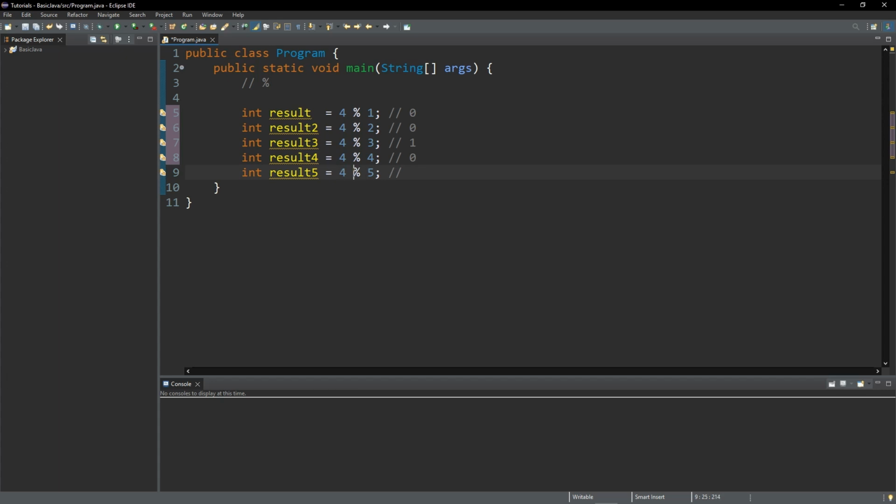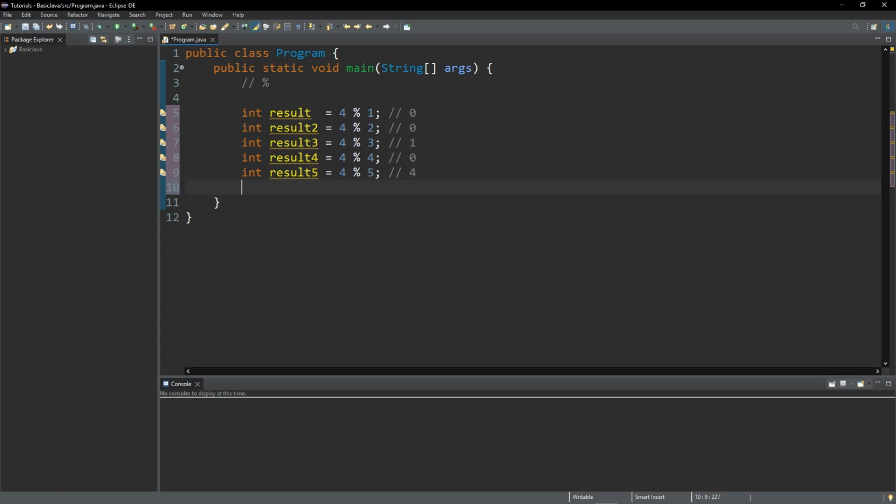Now 4 divided by 5 is 0.8. Okay, there is a decimal point after, so we need to figure it out. How far away is it from the multiple of 5? It is 4 away, because multiples of 5 include 0, 5, 10, 15, 20, right? And so it is 4 away from 0. So that means the remainder is 4.